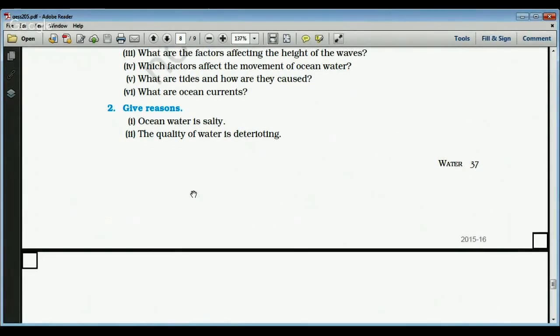Then the reason why ocean water is salty is the salt dissolved in it, and the maximum salt is NaCl, the common salt. The quality of water is deteriorating because of water pollution, overuse of water, and the intensification of agriculture because of the rising population. And there are various factors why the quality of the water is deteriorating.